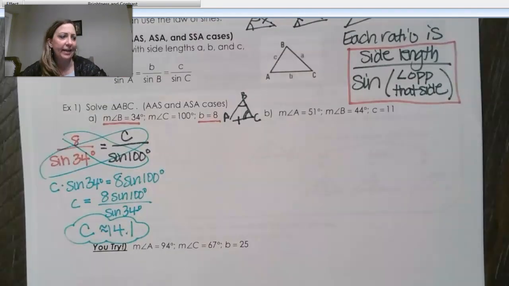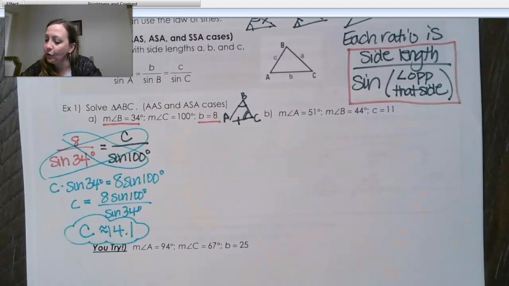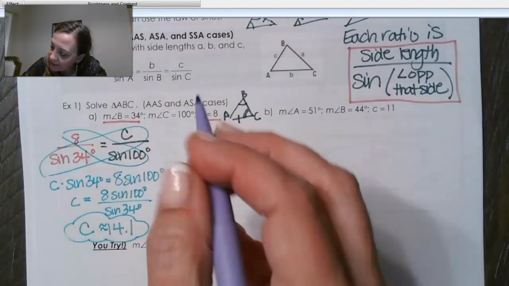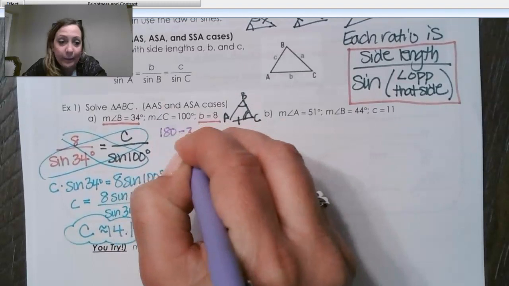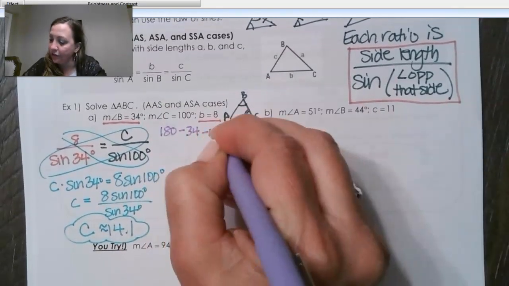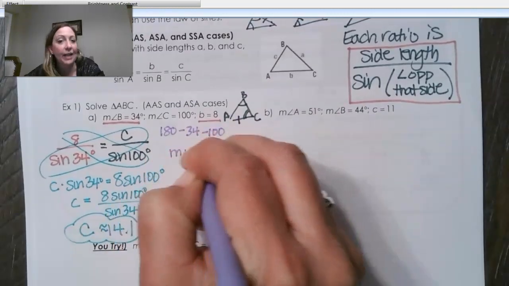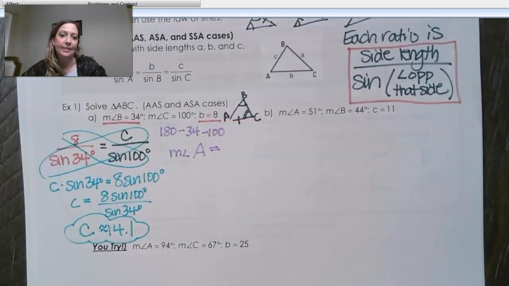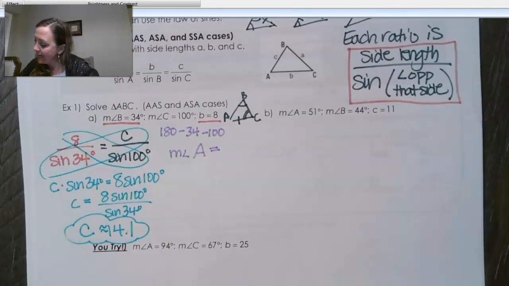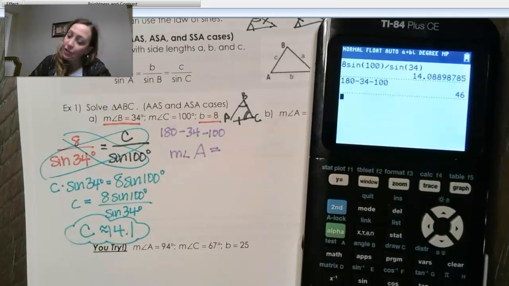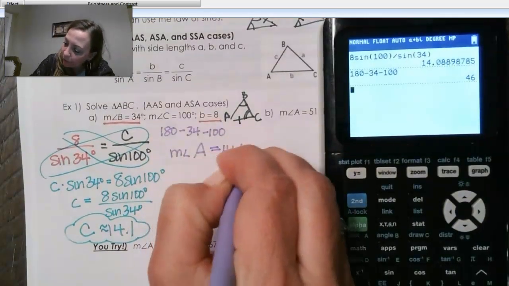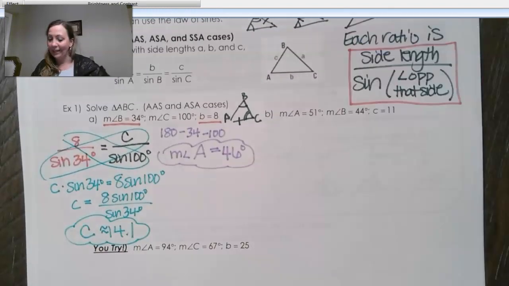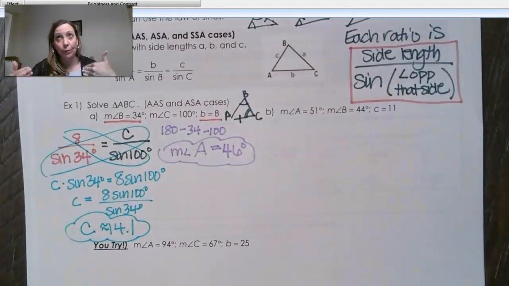So how in the heck are we supposed to find angle A? Well, remember, when you're given two angles of a triangle, we can find the third angle by subtracting from 180. So what we can do is take 180 degrees minus angle B, which was 34 degrees, minus 100 degrees, and that's going to tell me the measure of angle A. Because we knew angle B and angle C exactly, I can put an exactly equal sign by that measure of angle A. And so if I take 180 minus 34 minus 100, I get that the measure of angle A equals 46 degrees.